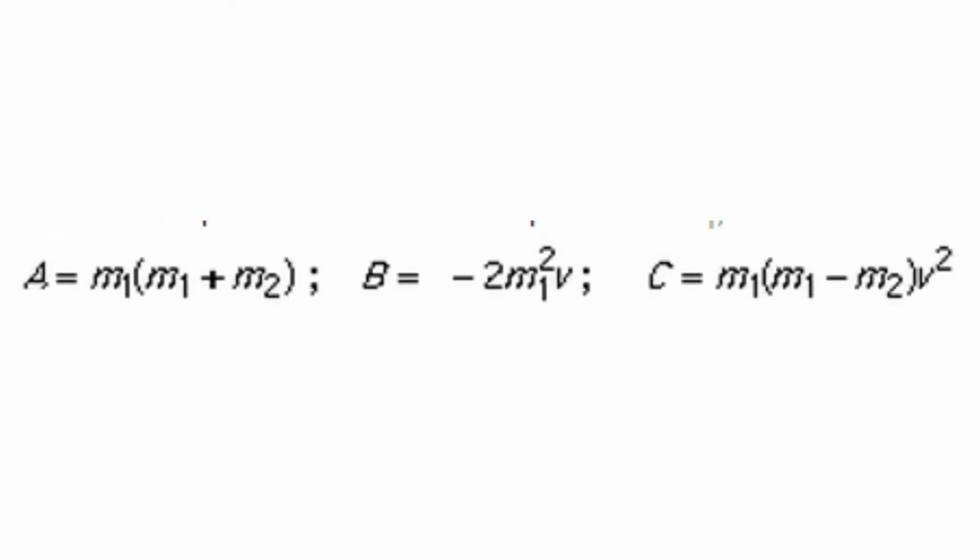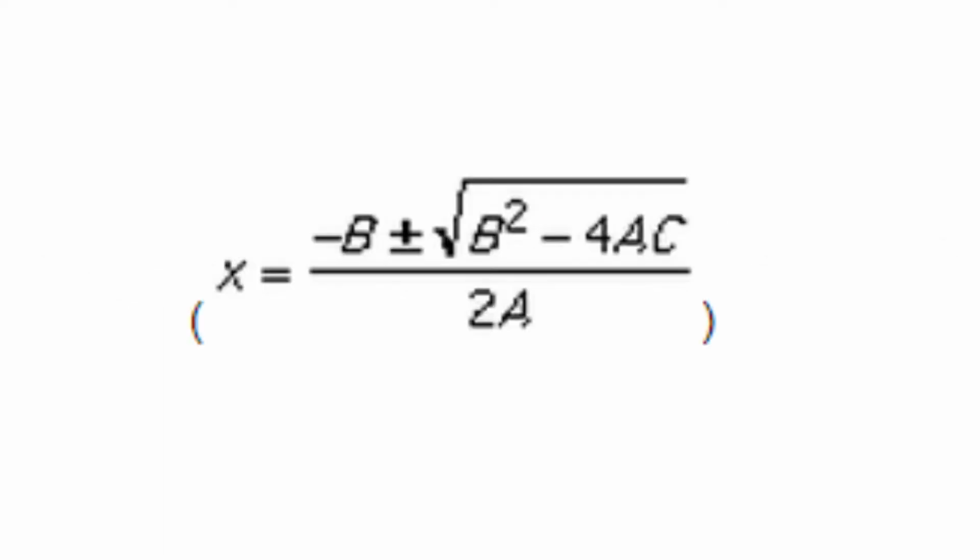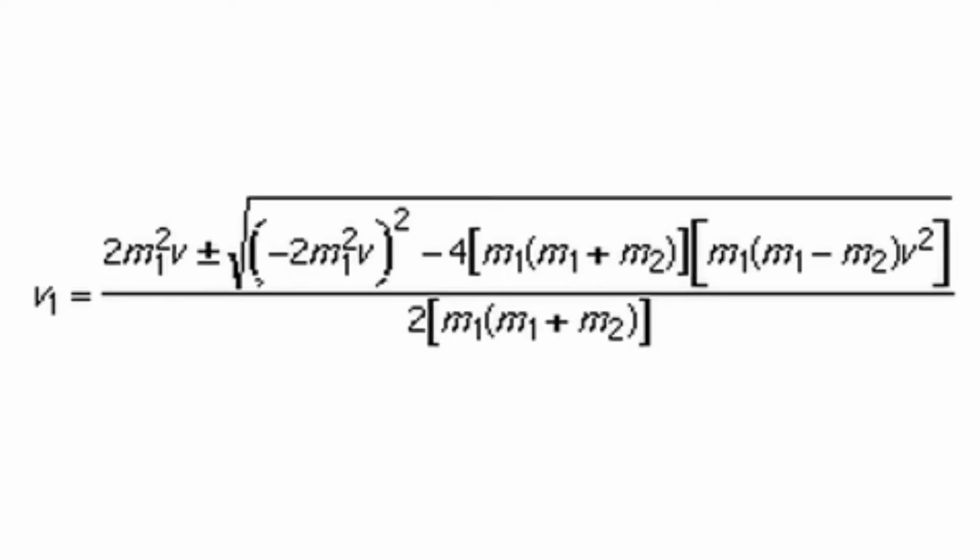A standard quadratic like ax squared plus bx plus c equals 0, where a equals m1 times m1 plus m2, b equals negative 2 m1 squared times v, c equals m1 times m1 minus 2 times v squared. With this, we can use the quadratic formula, which is x equals negative b plus or minus the square root of b squared minus 4ac, all divided by 2a to solve for v1.